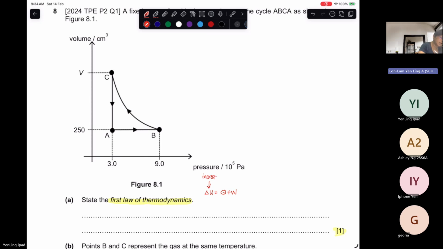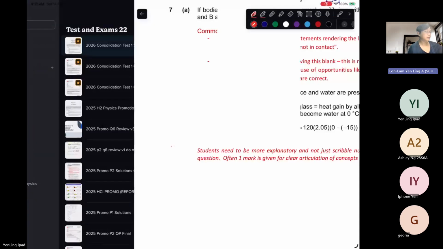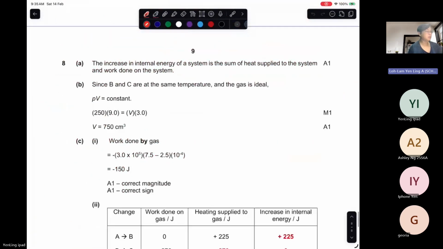So keyword here, you will definitely get 0 if you use the word "change". It is the increase in internal energy. It's not just "internal energy" also. Okay, equals heat supplied plus work done by external force on the system. So you realize the work done on the system and by the system becomes very important, with no ambiguity. There is only one form that we accept.